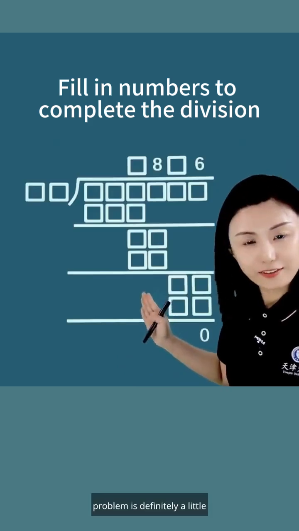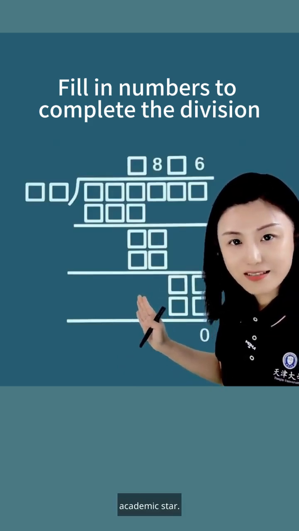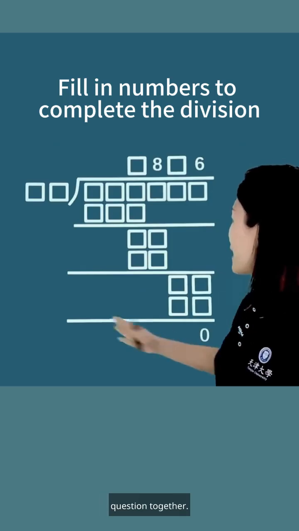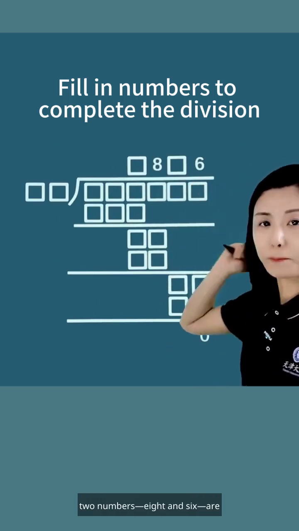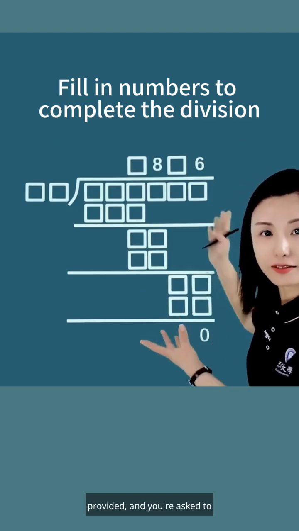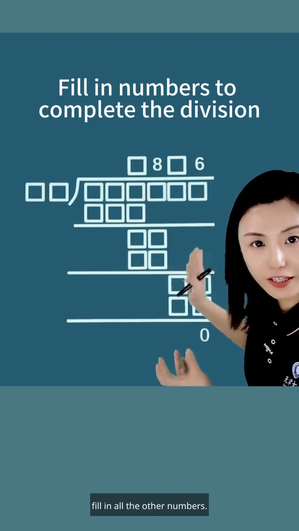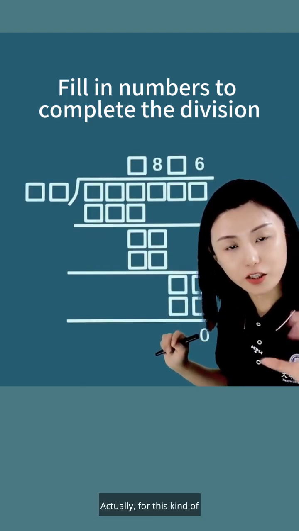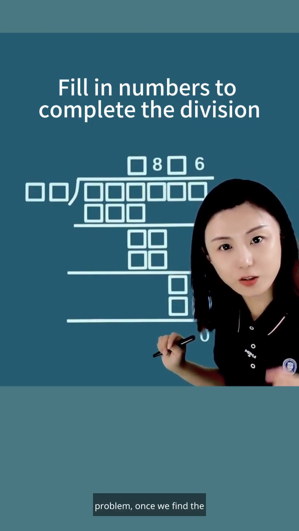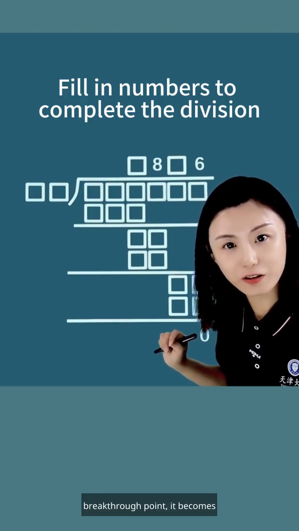Anyone who can solve this problem is definitely a little academic star. Let's take a look at the question together. You're given a division equation like this, but only two numbers, 8 and 6, are provided, and you're asked to fill in all the other numbers. A lot of kids see this and have no idea where to start. Actually, for this kind of problem, once we find the breakthrough point, it becomes very easy.